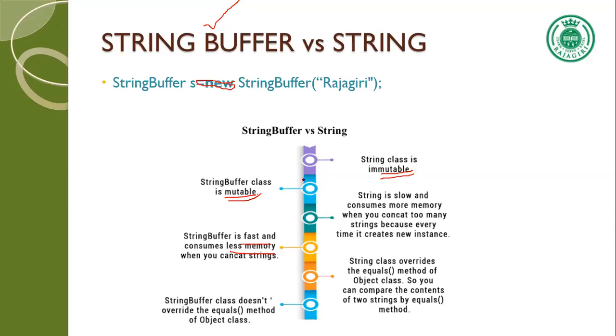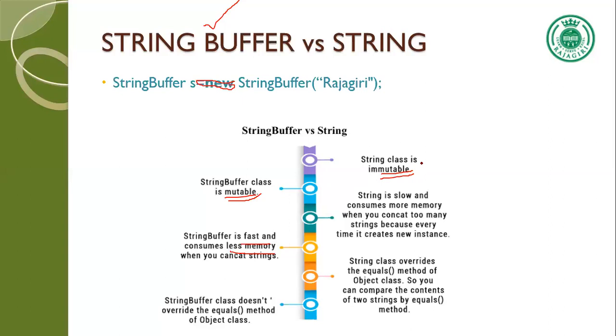Now, mutable means you can change the value of the object. Whenever you can change the value of an object, you say it is mutable. Immutable means you cannot change the value of the object, but you can change the reference to the object.